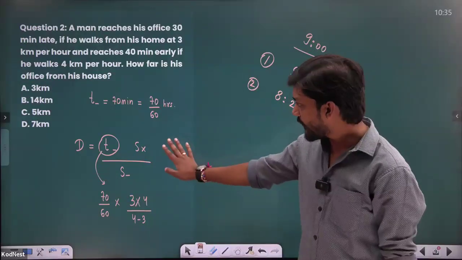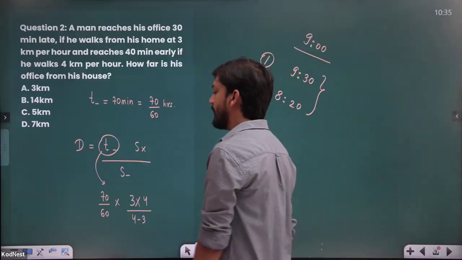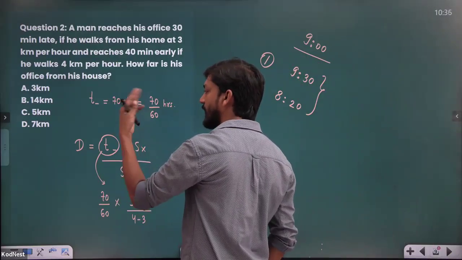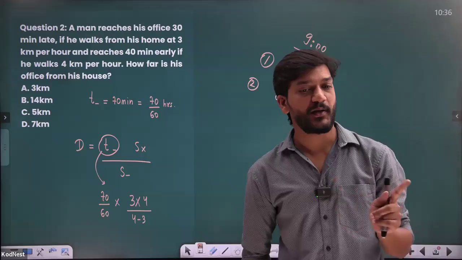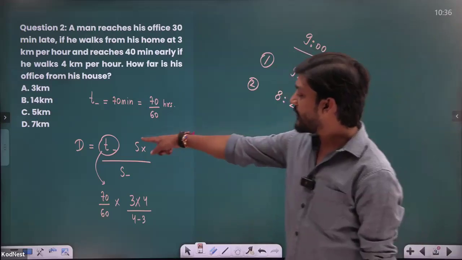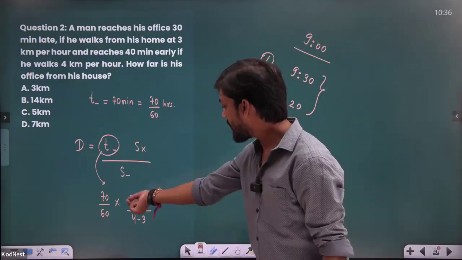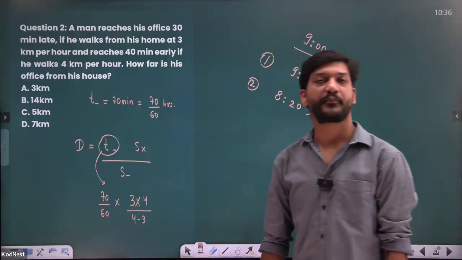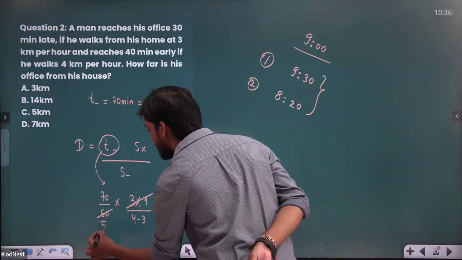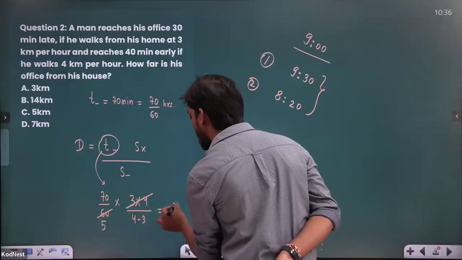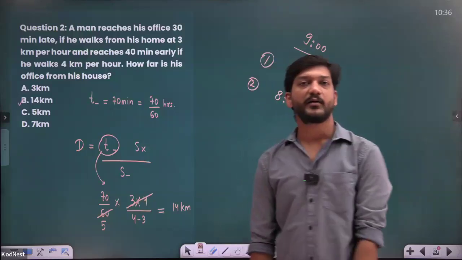So understood or not? Carefully see please. Time difference is 70 minutes because one day 40 minutes early, one day he is 30 minutes late. So time difference will be 70 minutes, which is 70 by 60. Speed product is 3 kmph, 4 kmph, so product is 3 into 4 and difference is 4 minus 3. Now solving it, we will get very easily the answer. 12 into 5 is 60. 4 minus 3 is 1. 70 by 5 is 14 kilometers. So B option becomes correct this way.